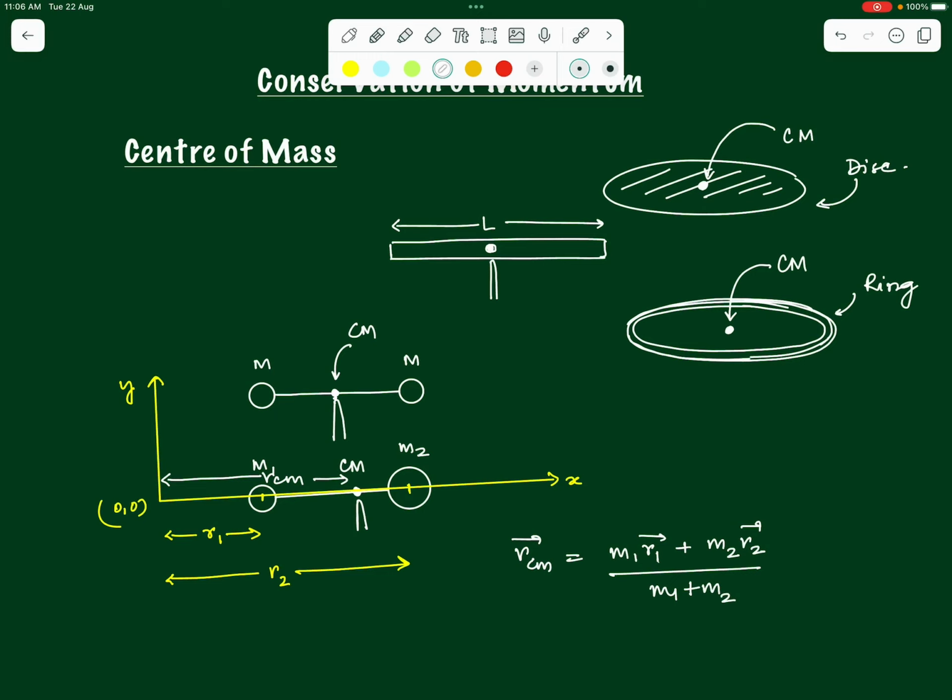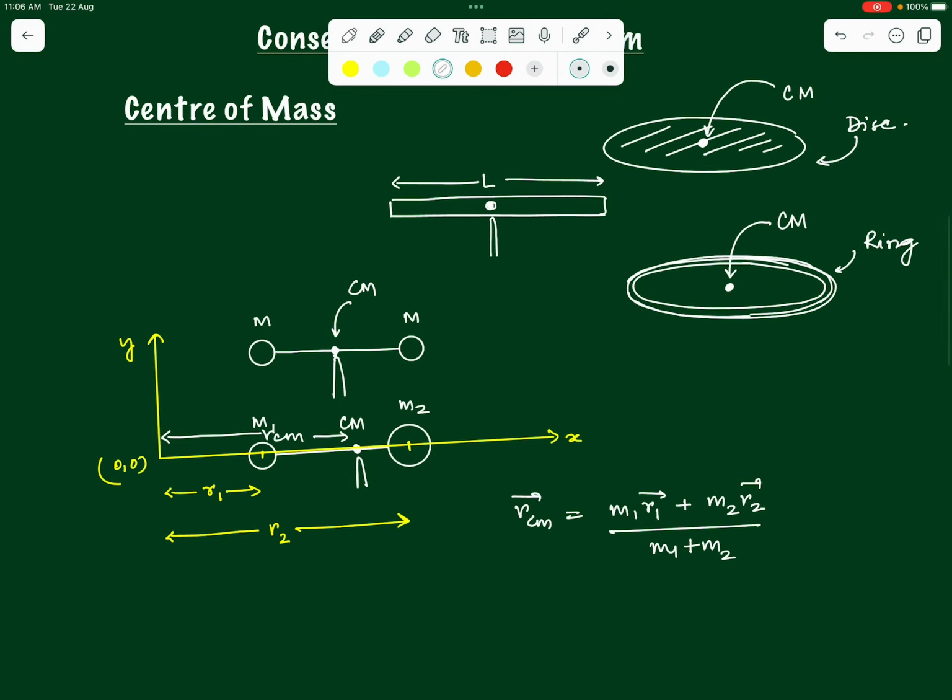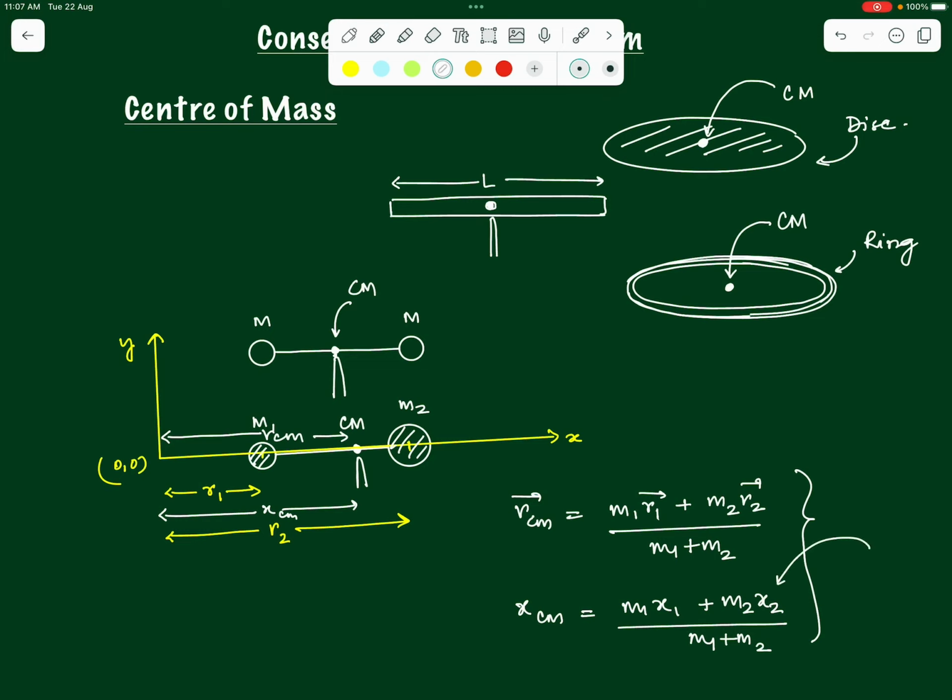For now, since we have taken the two masses along the x-axis, we could have written this in terms of the x coordinate of the center of mass, or the distance x_CM, which will be (m1 x1 + m2 x2) over (m1 + m2). This is the relation. These are the relations that help us identify the position of center of mass in case we are dealing with bodies of different masses. So, for the two balls m1 and m2, we can easily find out the position of center of mass through this.